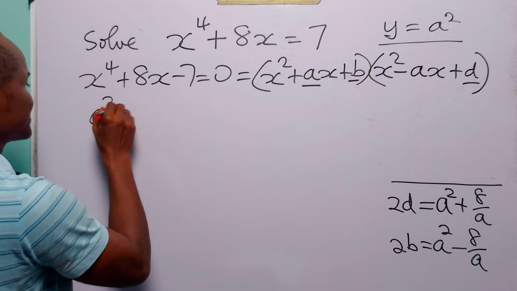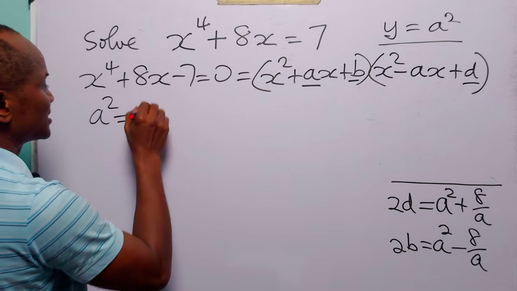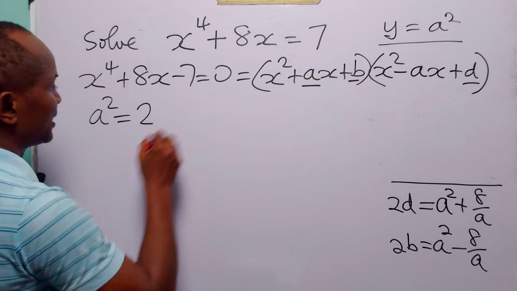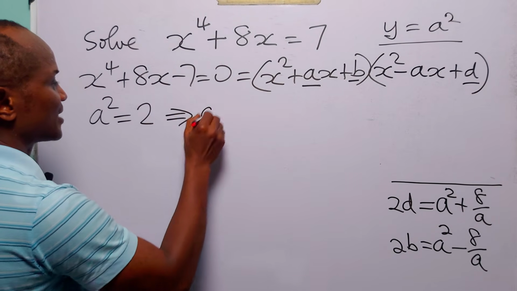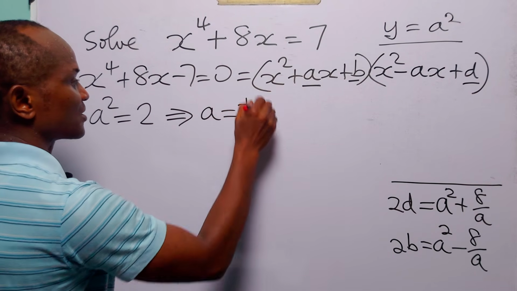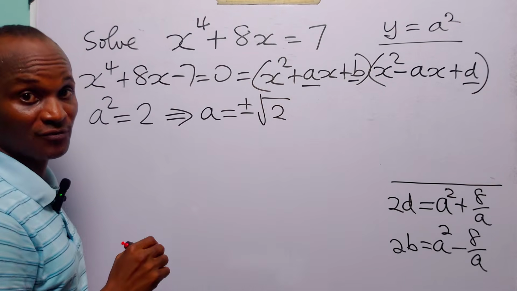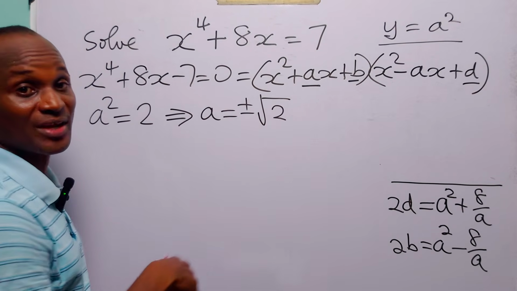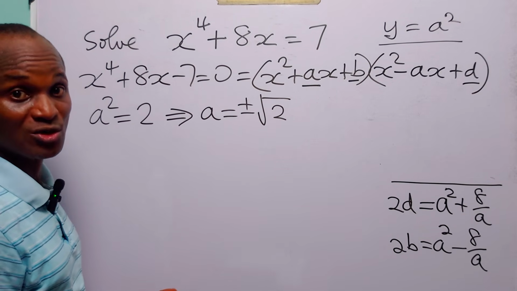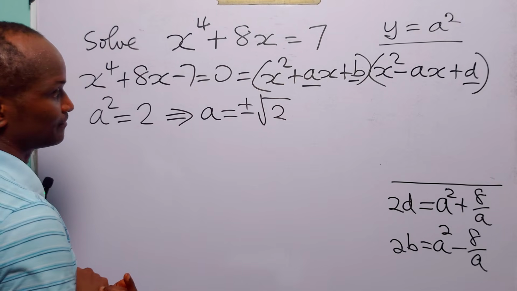We have that a squared is equal to y, which is equal to 2. Taking square root of both sides, we have that a is equal to plus or minus the square root of 2. Both values of a give exactly the same results for b and d.